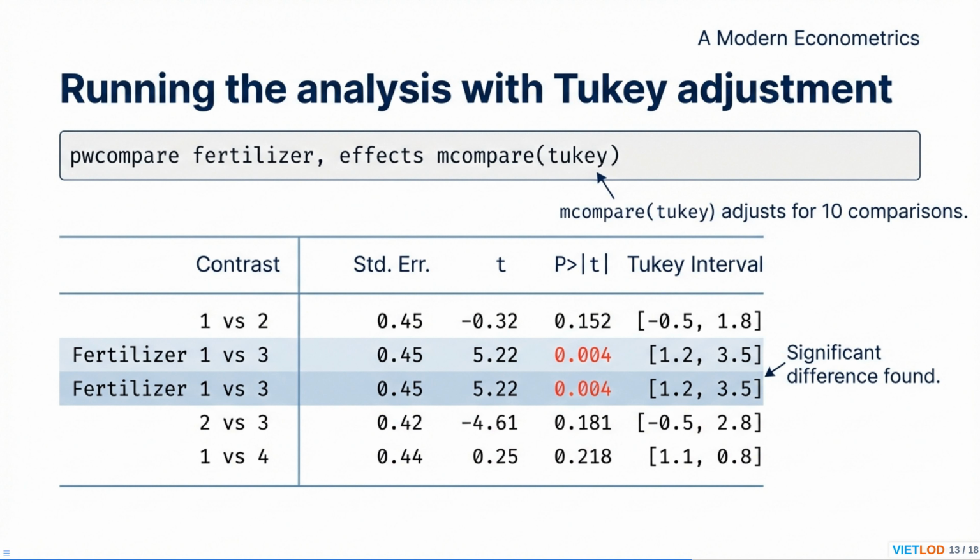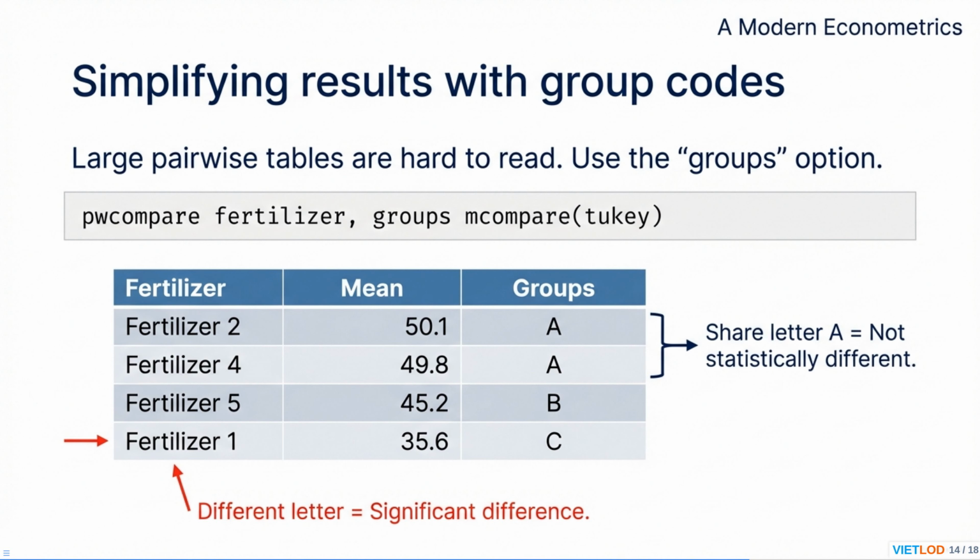Take a look at the highlighted comparison, fertilizer 1 versus fertilizer 3. With a p-value of 0.004, this result is statistically significant at the 5% level. This is further supported by the 95% interval of 1.2 to 3.5, which does not cross 0. In contrast, other pairs like 1 versus 2 or 2 versus 3 show p-values well above the 0.05 threshold, indicating no significant difference between those specific groups after the adjustment.